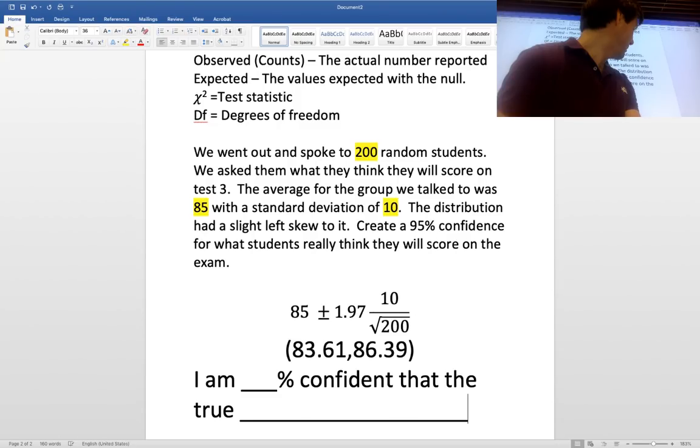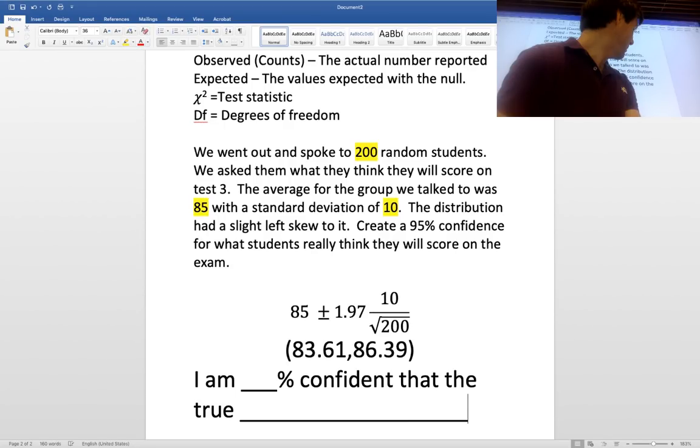So let's talk about the hardest part for this for students. The hardest part for students on this is the second part. The first part, I am blank % confident. What do you guys think? I am 95% confident. So just state your confidence level. I am this percent confident.